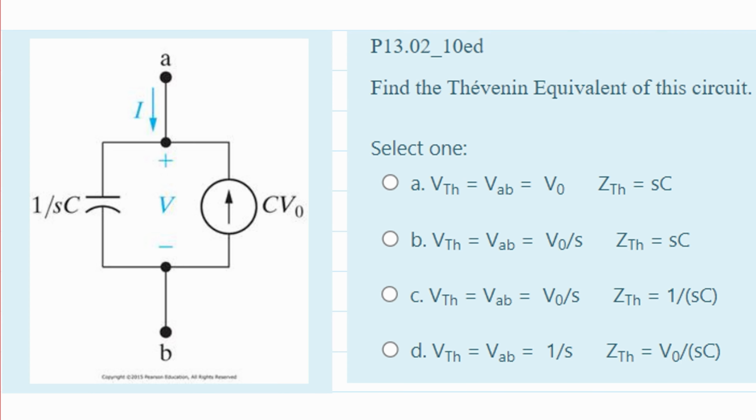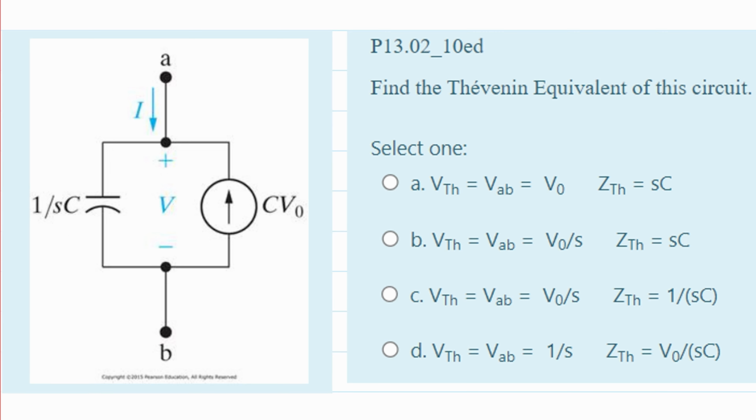We're given the following circuit diagram to the left, and we need to find the Thévenin equivalent of our circuit. So looking at this circuit, we need to convert it to the S domain. To convert it to the S domain, the V is going to be V over S. And we also need to do something similar with our capacitance.